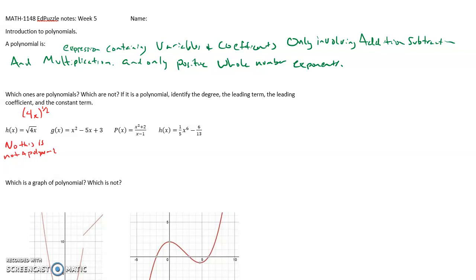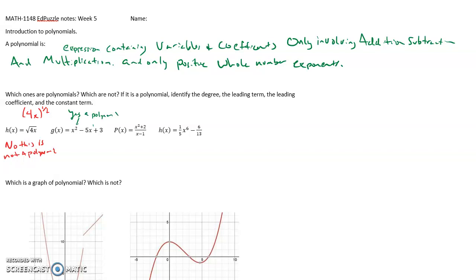The next one we take a look at is x squared minus 5x plus 3. We can see that this is a positive whole number exponent. This is x to the first power. This doesn't have an exponent on it, but there's no fractions or anything like that. So we're going to say that yes, this is a polynomial.